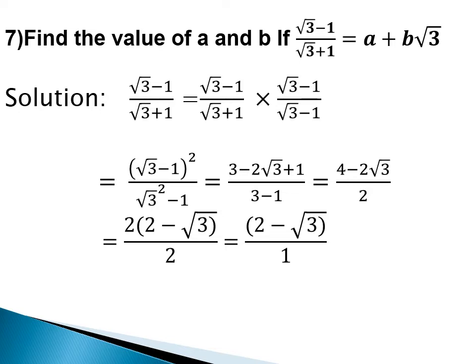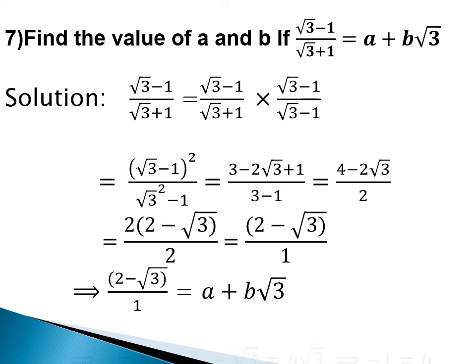Now the question is not completed here because the question asks for a and b. Till the 7th question, what we have done is only rationalizing the denominator. The difference in this question is that we should find the values for a and b. So the simplified answer, 2 minus root 3 by 1, we should equate with a plus b root 3. So 2 minus root 3 by 1 equals a plus b root 3.